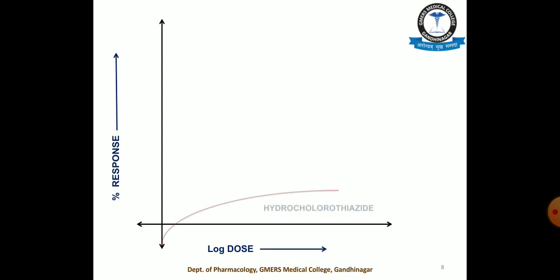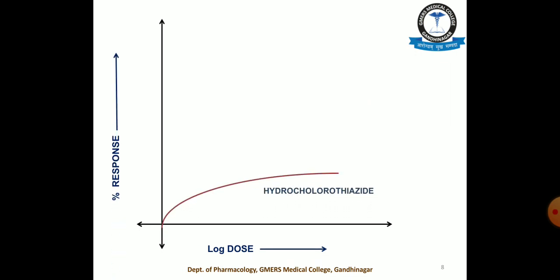Now the next point is, here you can see hydrochlorothiazide. It is an antihypertensive drug. It is a thiazide diuretic. The dose response curve of hydrochlorothiazide and the dose response curve of hydralazine. It is again another antihypertensive drug.